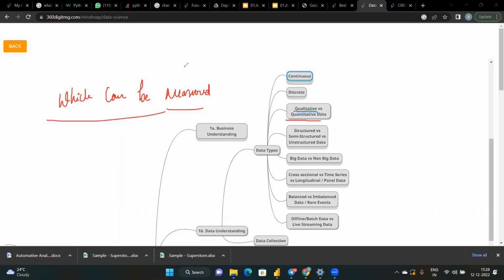Now I'm moving on to qualitative. So what is qualitative? Here you have measured the rice. So qualitative, guys, is that which cannot be measured. The feelings. I'm going to explain that. Which cannot be measured. So when I say the rice, you have measured it.